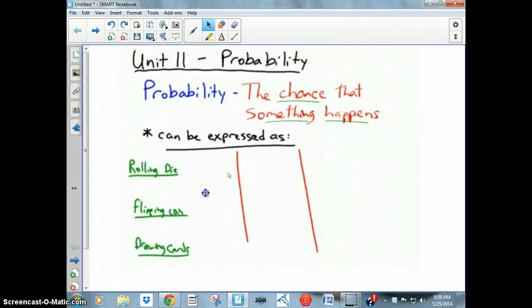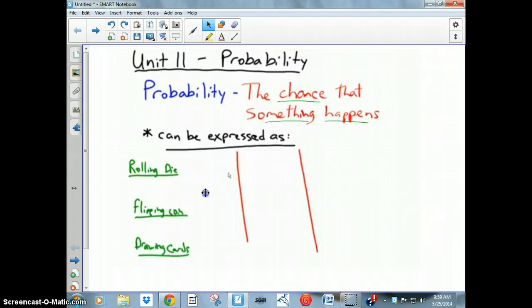For instance, what's the probability that it snows today? What's the probability the sun comes out? What's the probability you pass your test? What's the probability you win the lottery? What's the probability that we get or contract a contagious disease? Everything you do is affected by probability and the chance that something happens.